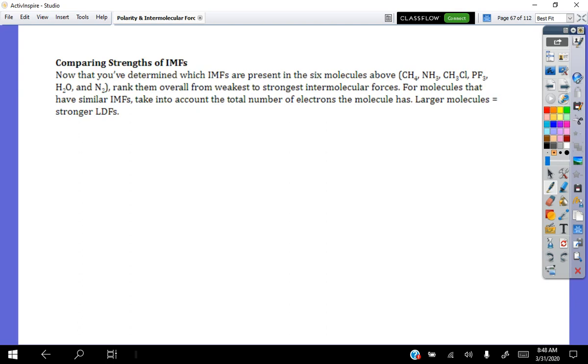So first thing we should do before even ranking them is just count how many electrons they have. And we can do that by looking at the atomic number, because the atomic number is equal to the protons, which is equal to the electrons. So carbon has an atomic number of 6. Each hydrogen has an atomic number of 1, so we have 10 electrons here. NH3 is 7 with 3 hydrogens, so the total is also 10 electrons.